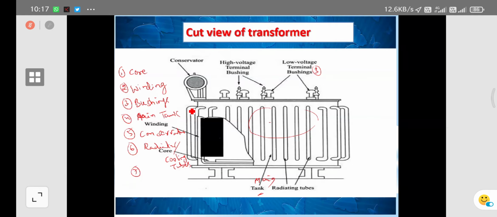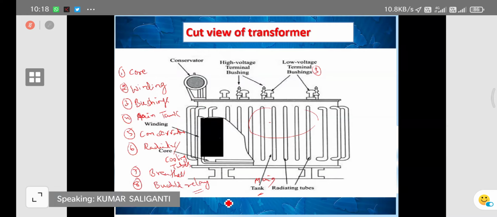It means some breather will be there in that conservator tank. Breather. And there will be the Buchholz relay. So many parts will be there like this.